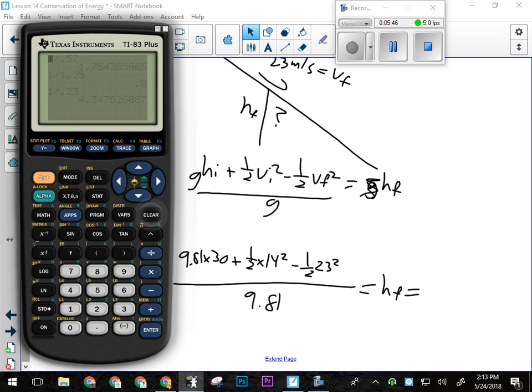Now, when you punch this in, don't try and do it all in one go with a ton of brackets, because that gets really messy. You make one typing error and you're done. You might not even realize you made a typing error and then you have the wrong answer. So I do this one piece at a time.